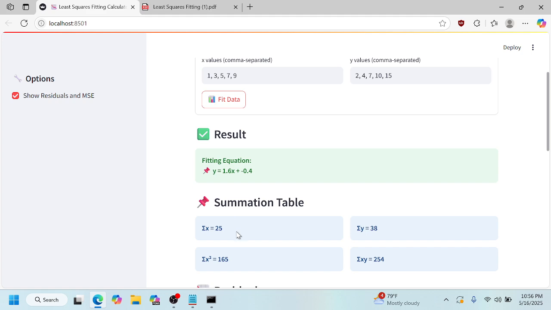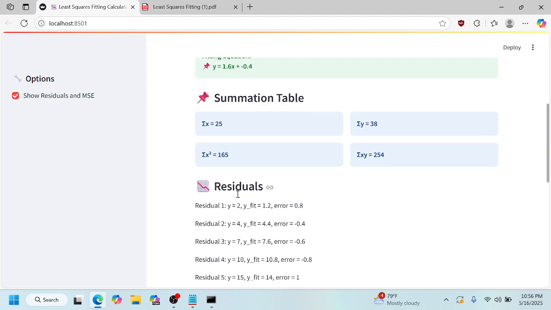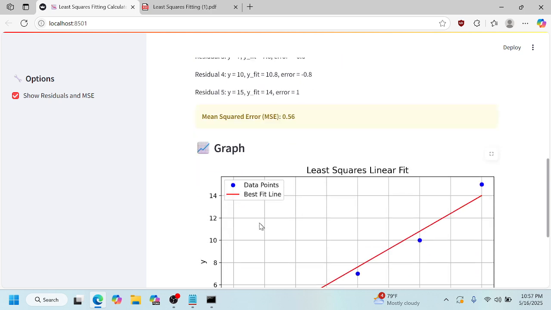While this equation fits the data well, it's still not perfect. The calculator computes the residuals and even the mean squared error, as you can see, which helps us evaluate how good our regression line is overall. This is especially useful when doing data analysis or prediction validation.